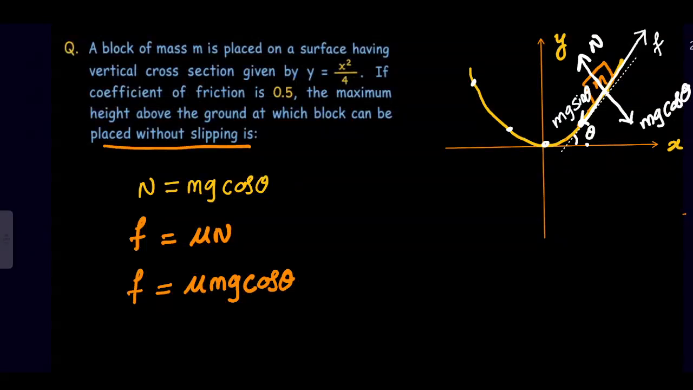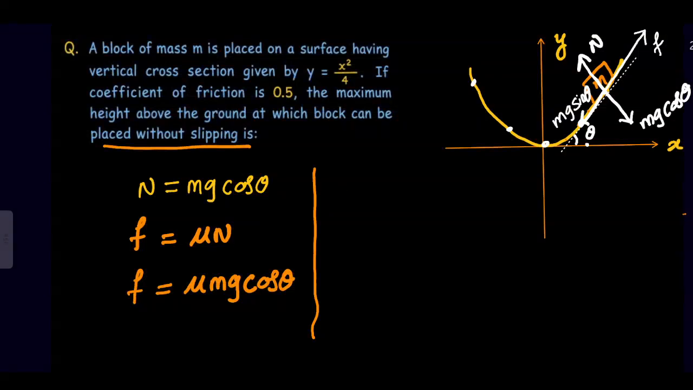Now look at what they're saying here. The block should not slip. That means what? Because of which force will the block slide down? mg sin theta makes the body move down. But the body should not move now. That means the upward force is balanced by the downward force. Then the body is at rest only, no?